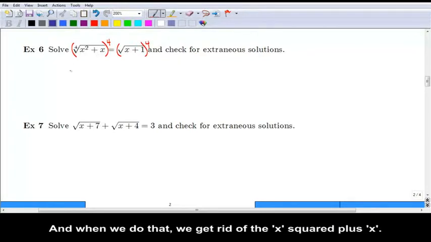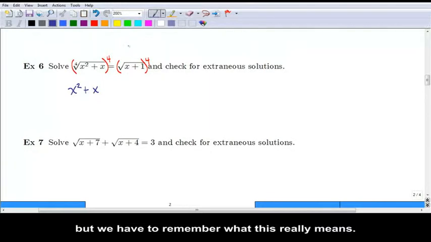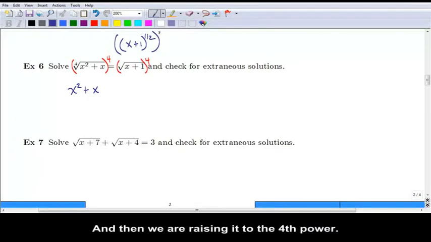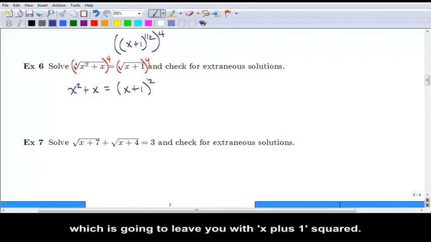And when we do that, we get rid of the x squared plus x. We get rid of the 4th root on this side, but we have to remember what this really means. This means x plus 1 to the 1/2, and then we are raising it to the 4th power. So if we multiply those exponents together, we get 1/2 times 4, which would be 2. So this really ends up being x plus 1 squared, because we have essentially 4 square roots, which is going to leave you with x plus 1 squared. So again, remember those laws of exponents.